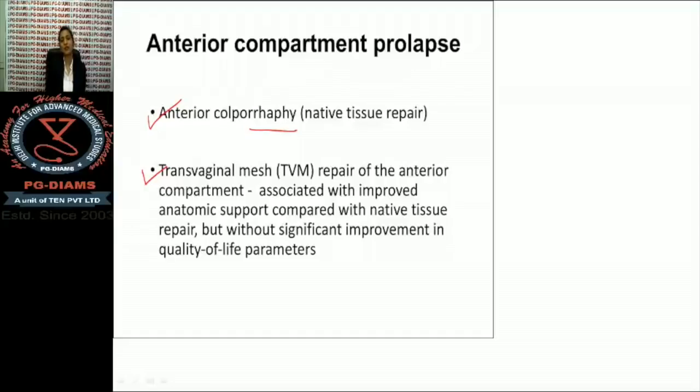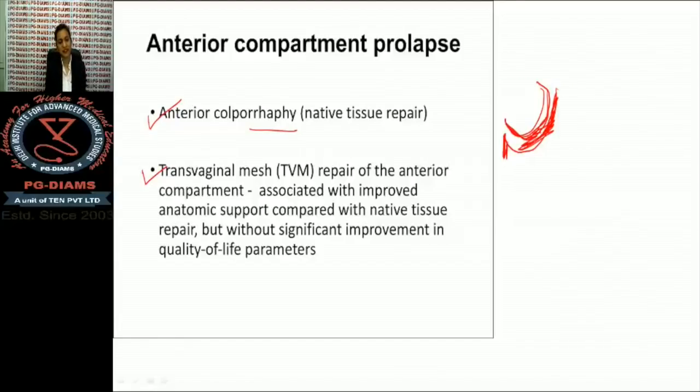You can also place a mesh vaginally. See, if this is your bladder and that's the anterior vaginal wall and this is your introitus and they are bulging, already bulging. What we do in mesh plasty, transvaginal mesh, is we place a mesh at the interface of the bladder and the vagina to strengthen the structure and push it up.